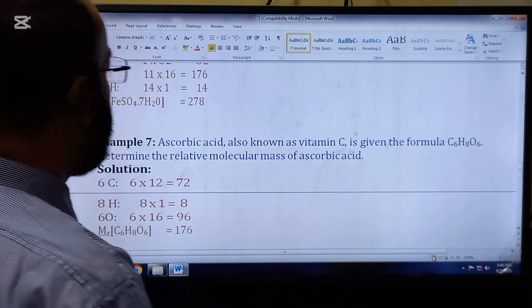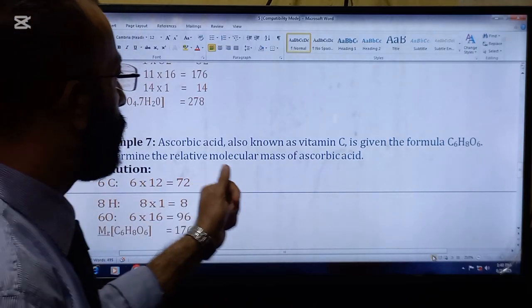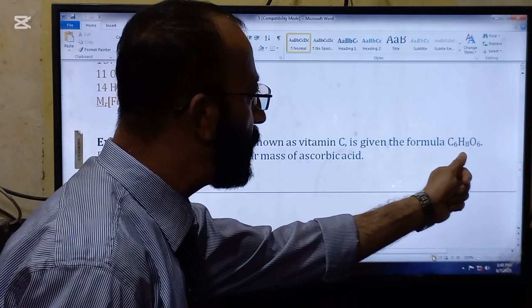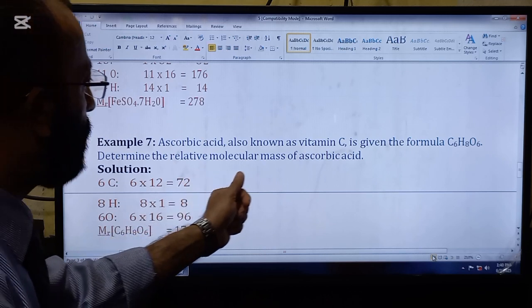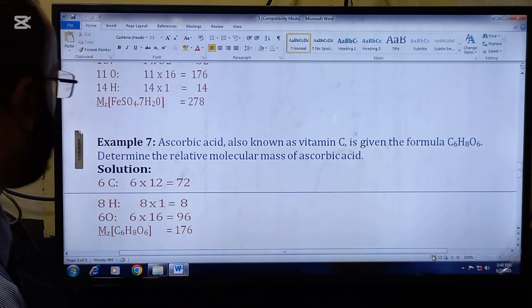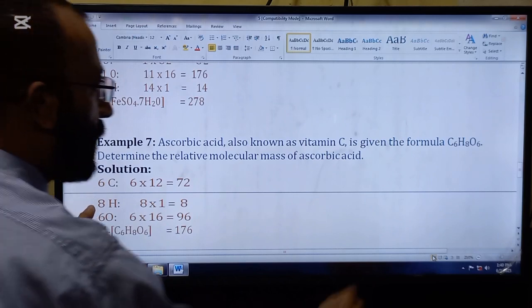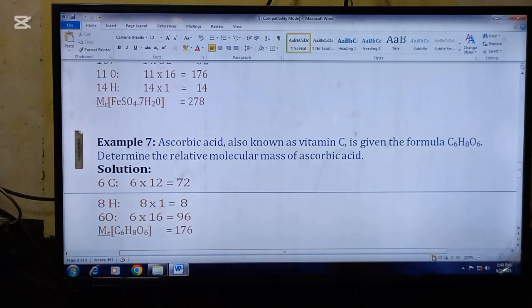Here is the last question of the lecture. Ascorbic acid, also known as vitamin C, is given the formula C6H8O6. Determine the relative molecular mass of the ascorbic acid. From the formula you can see there are 6 carbon atoms, 8 hydrogen atoms and 6 oxygen atoms.